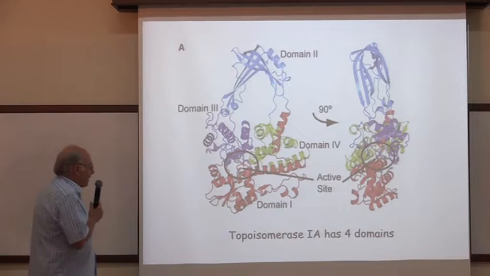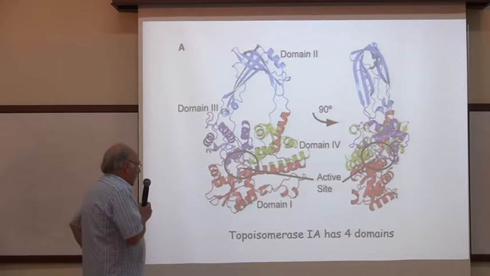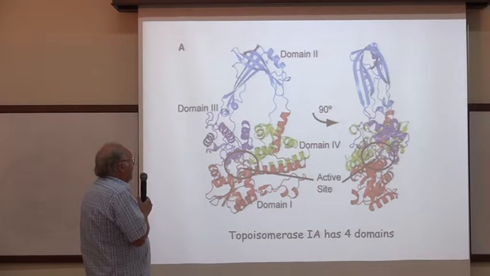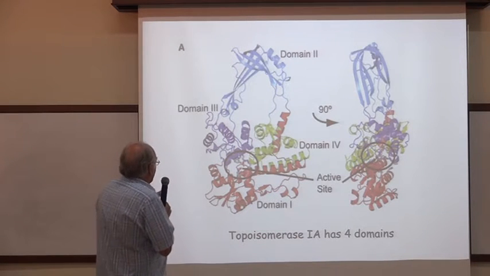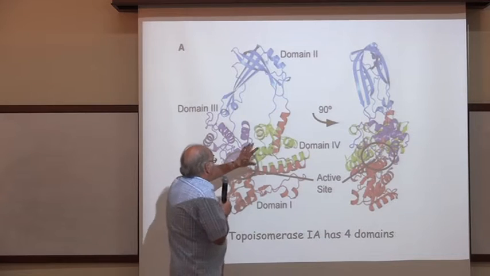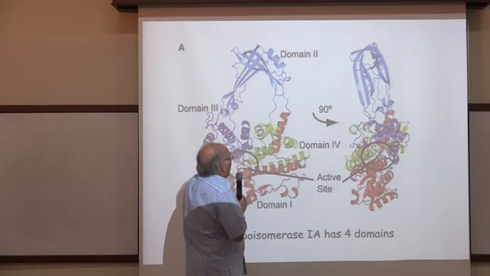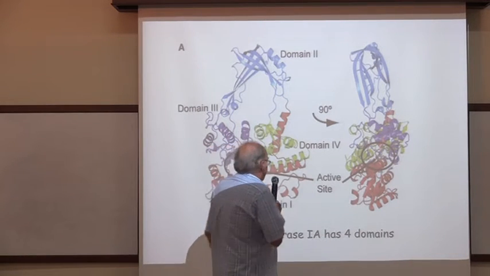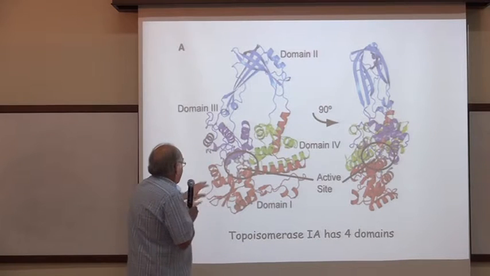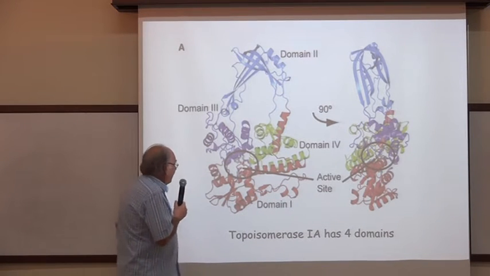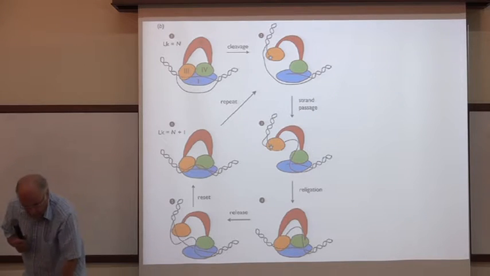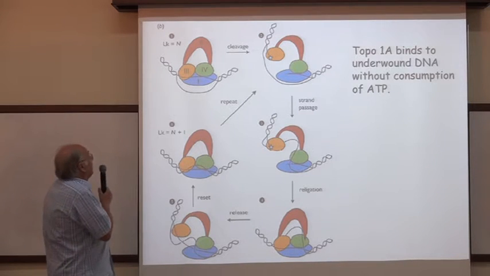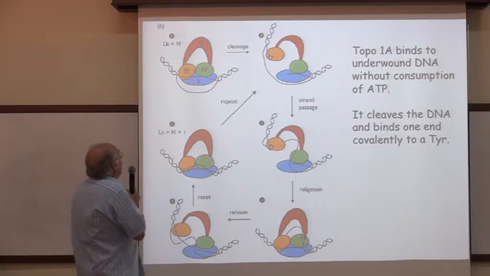So here we have topoisomerase 1A, which has 4 domains, and you can see them here in different color: purple, red, yellow, and blue, and seen from 2 different directions. And the active site is here. So this is the way it happens.